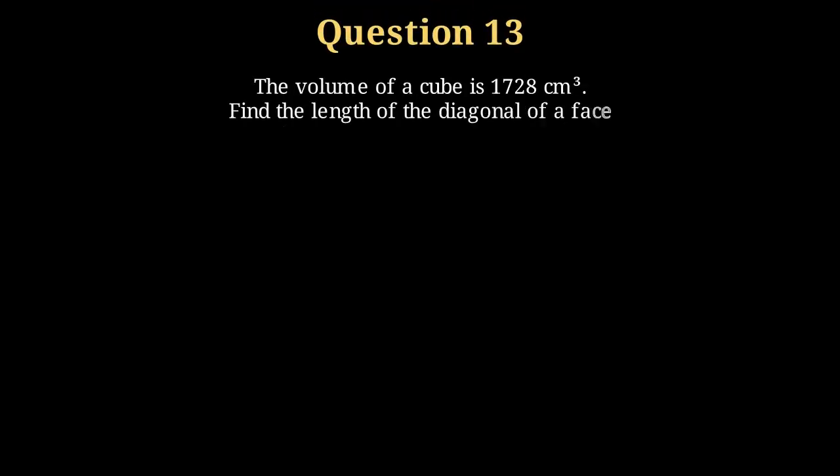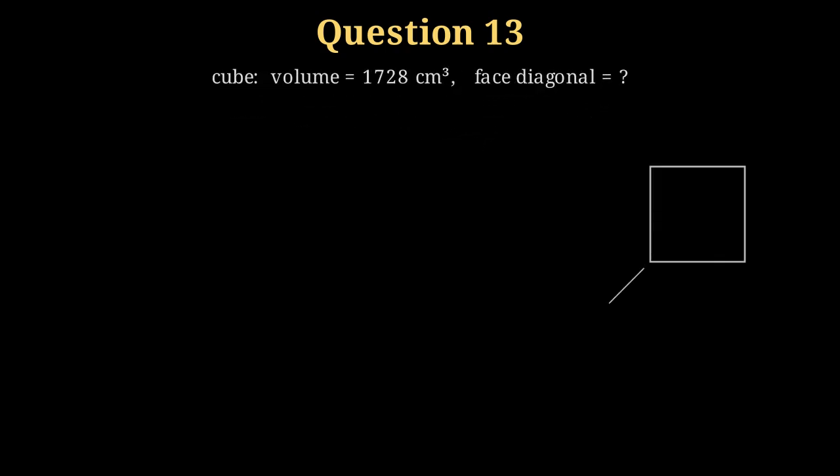Question 13. A cube has a volume of 1,728 cubic centimeters. We need the length of the diagonal across one of its faces to 2 decimal places. Here's the cube. Every edge of a cube is the same length. The diagonal we want runs corner to corner across one square face.